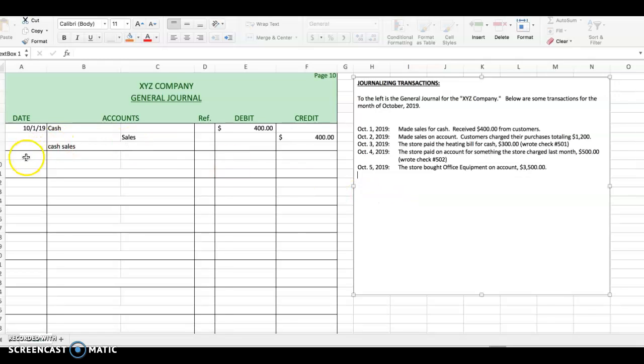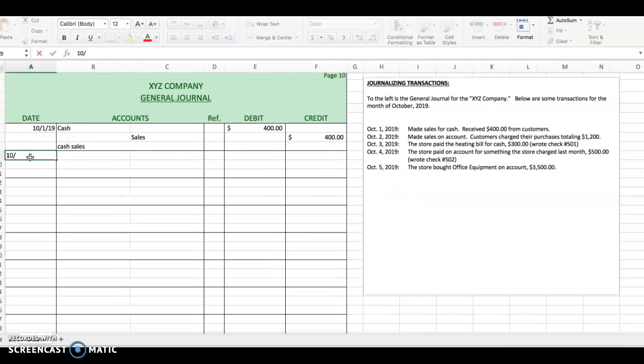October 2nd, so we put the date in, and we look at this transaction, made sales on account. Again, we made sales, but we didn't get cash. Customers charged their purchases, and we don't know who these customers are. We'll worry about that much later, but they charged it.